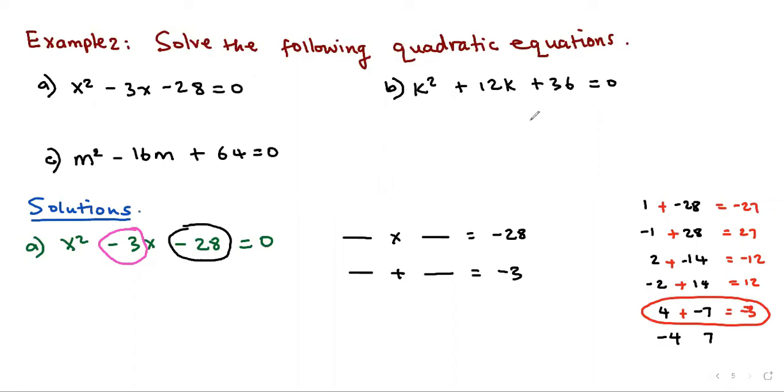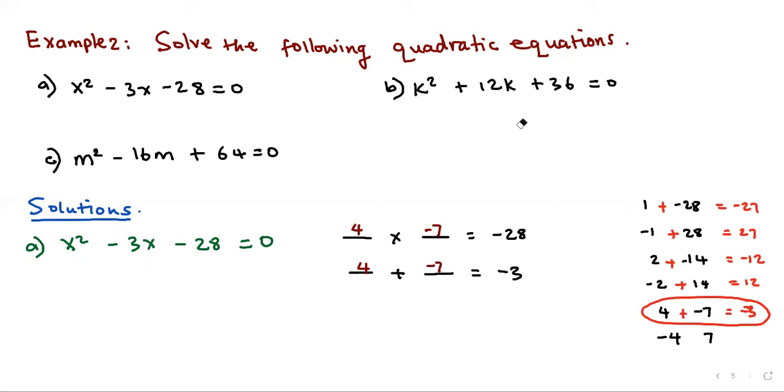So it means that the numbers are 4 and negative 7. 4 times negative 7 is negative 28, and 4 plus negative 7 is equal to negative 3. Have you understood that, student? Yes, this is quite easy. We finished this already last year.